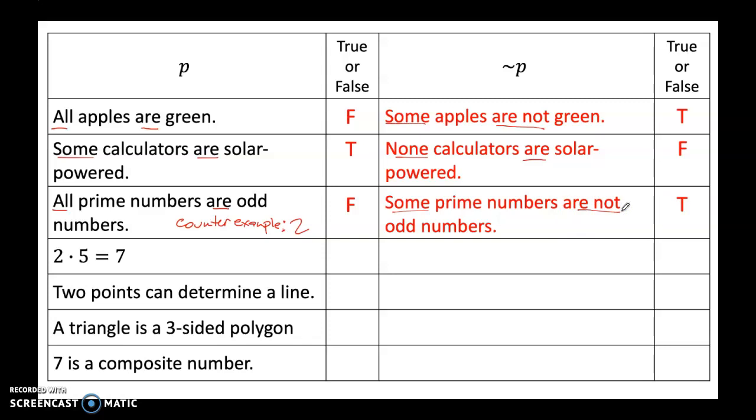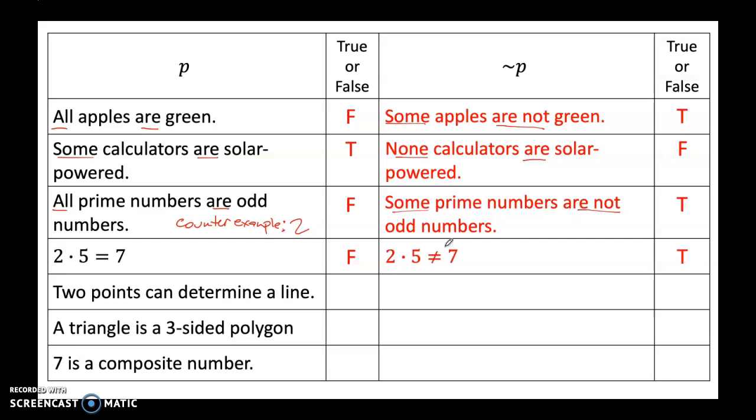2 times 5 equals 7. And this is false. So to write the negation, that will be 2 times 5 is not equal to 7. So we do not write the true value of 2 times 5. Instead, we will write the negation. So if we have equal, the negation of equal is not equal. And this will be a true statement.